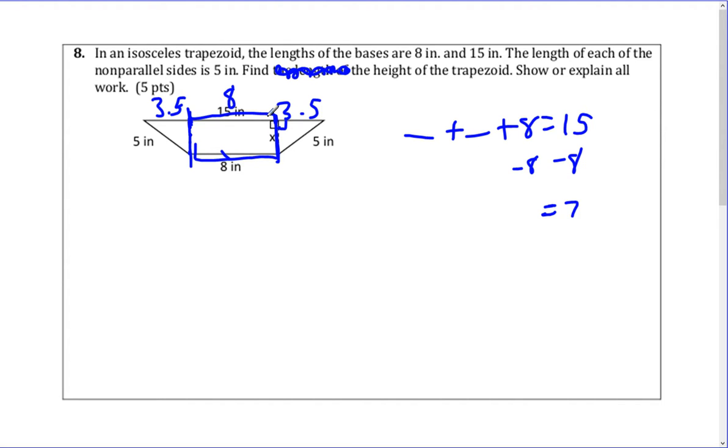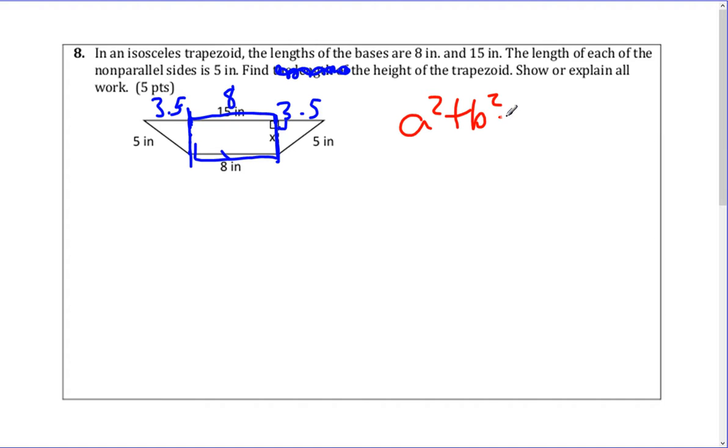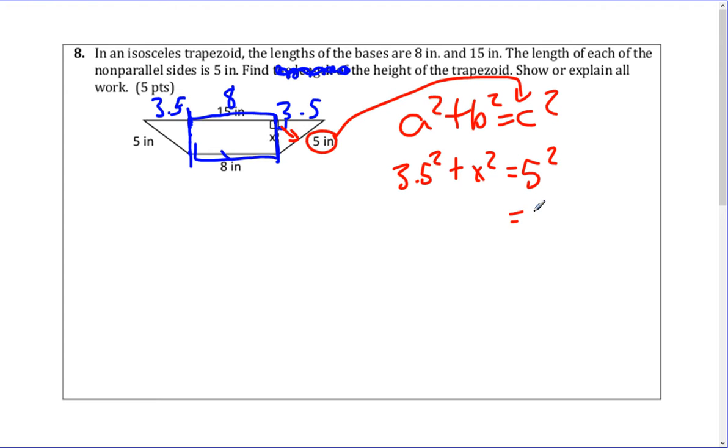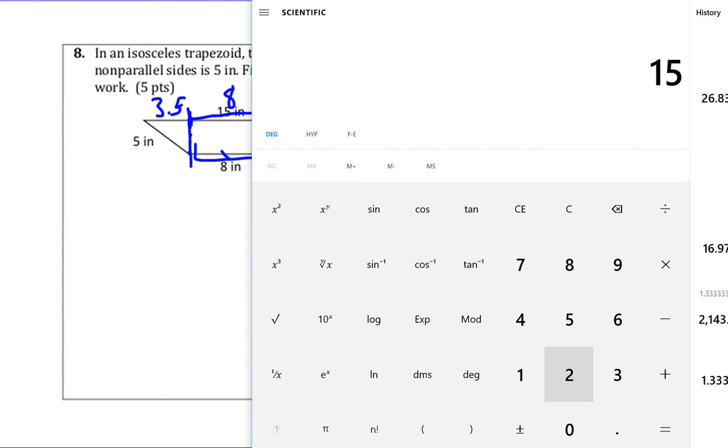All right, so now we do what we said we were going to do, the Pythagorean theorem here. Let's use red. A squared plus b squared equals c squared. Make sure you plug the longest side in for the c. So this 5 is the c, and the 3.5 and the x are your legs. So 3.5 squared plus x squared equals 5 squared. I know 5 squared is 25, and I do not know 3.5 squared, so I use the calculator. 3.5 squared is 12.25.